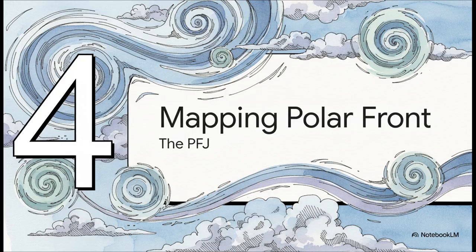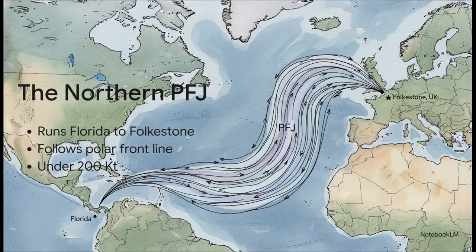Section 4. Mapping the polar front. Let's zoom in on the incredibly influential Polar Front Jet, or PFJ. If we map the northern PFJ in January, we see it flowing in this massive, sweeping arc from Florida straight across the Atlantic to Folkestone in the UK. It directly follows the mean line of that sharp polar front we talked about. But interestingly, on its own, it usually averages speeds under 200 knots.